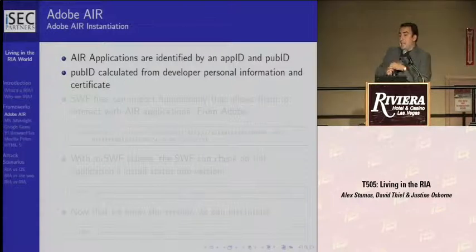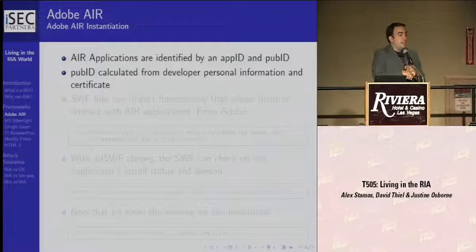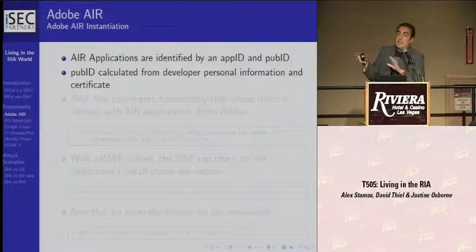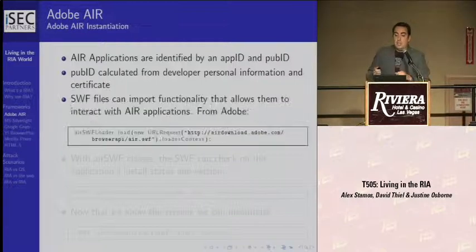So AIR applications are identified by two things. There's an app ID and a publisher ID. The publisher ID is a big, long, entropic-looking string that is calculated from the person's information that they add into a certificate, and then the public key of a certificate that is generated for each developer. The app ID is just a string that is decided by that developer.